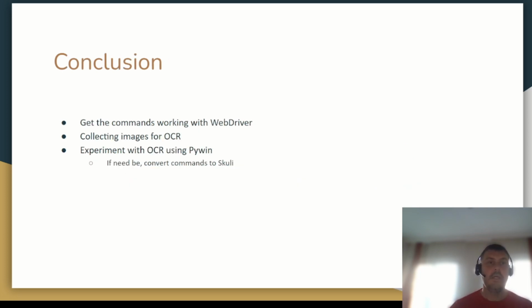So in conclusion, we're going to start out with the commands. We're using the web drivers. We're going to move to OCR, and we're going to experiment with PyWin, OCR and PyWin Automate to start acting really more like a human. This will involve creating or using existing models to move the mouse like a human, and typing more like a human rather than what you would expect from a bot.